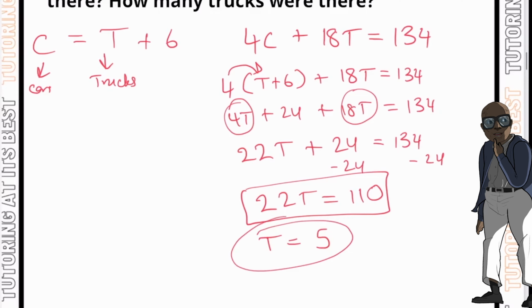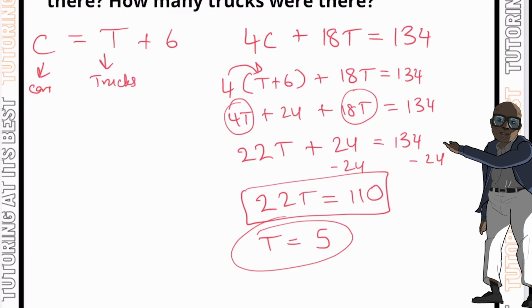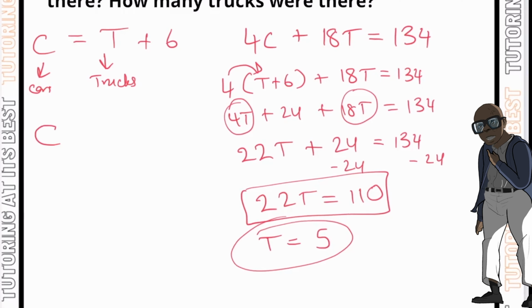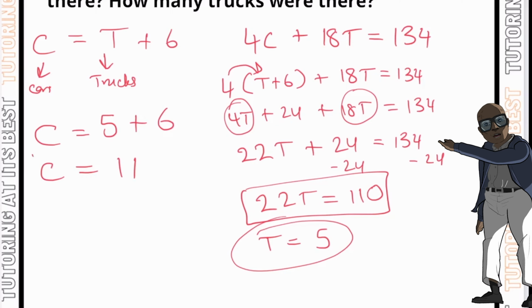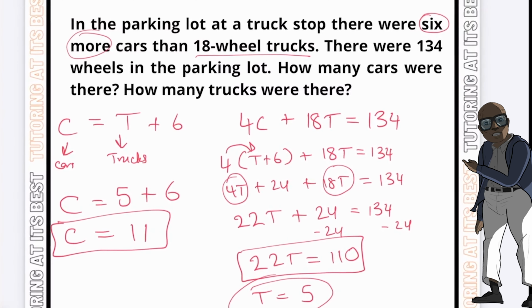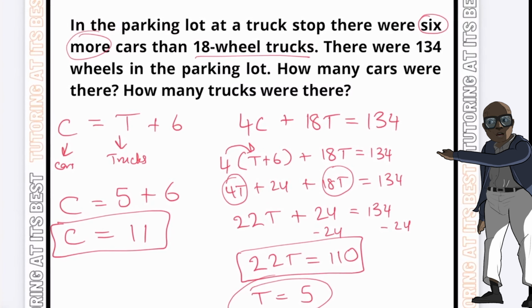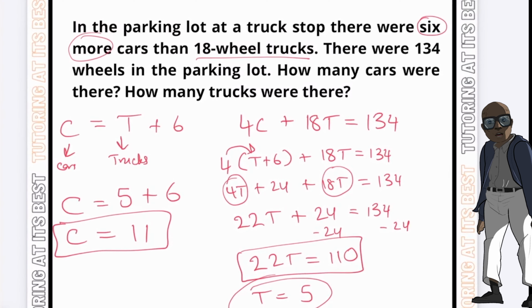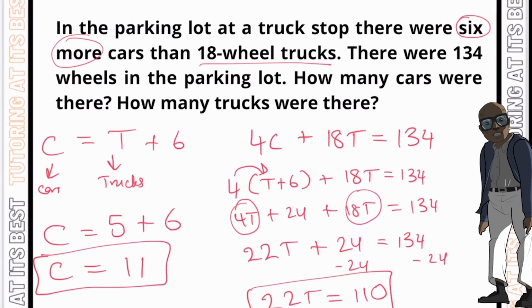So there were 5 18-wheel trucks in the parking lot. And now to find the number of cars, we can then simply use the first expression. We know cars equals trucks, which is 5 plus 6. So cars has to equal 11. So there were 11 cars in the parking lot. So again, I hope that question was clear. We've now worked out the number of 18-wheeled trucks, which was 5, and then 6 more were cars, which is then 11. Don't forget to read the question and highlight, just the way I did in this particular question.